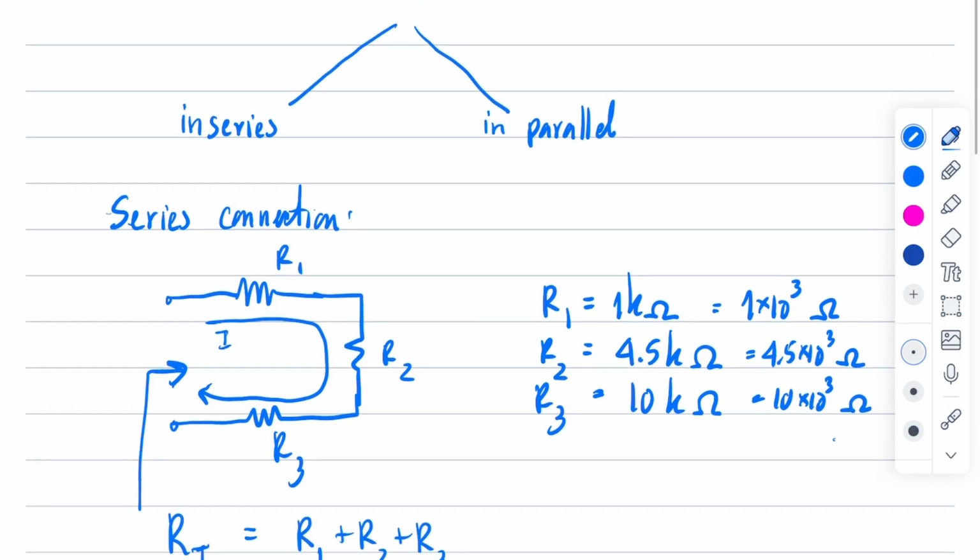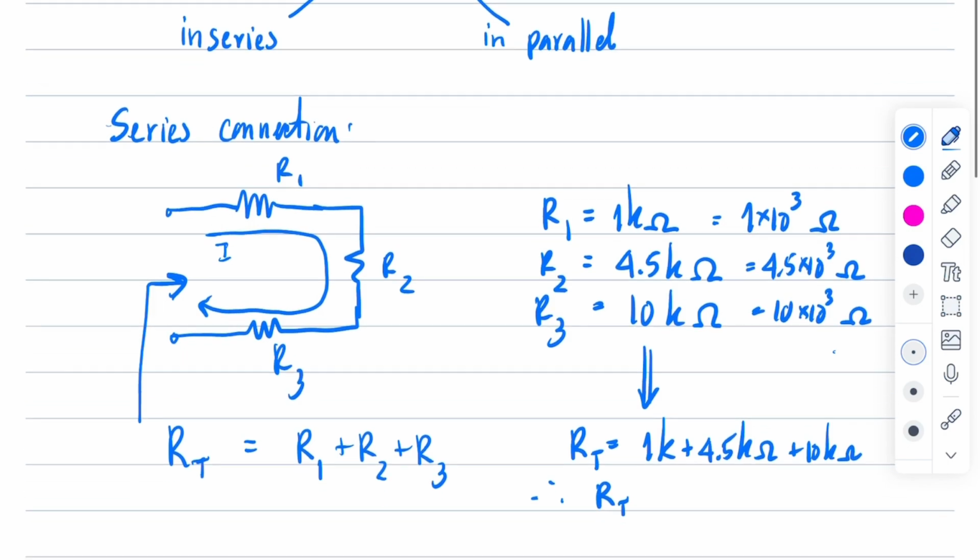If you calculated this R total, it would be simply 1 k ohms plus 4.5 k ohms plus 10 k ohms. So therefore, your total resistance is equal to 15.5 k ohms, using your calculator or your head, up to you. And this is your answer. Now I'm going to show you with the actual resistors that the values are as the theory said, doing the experiment for you.